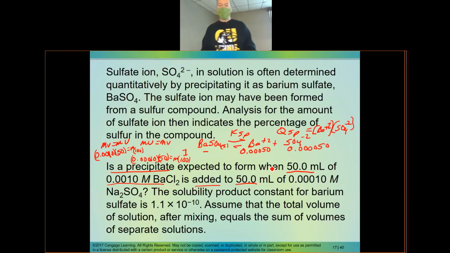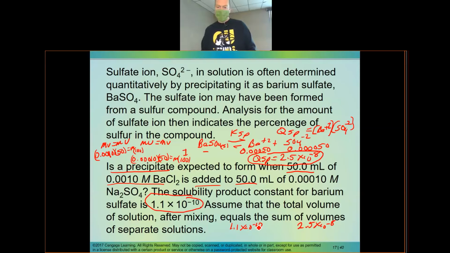So we simply multiply those two numbers to get our QSP, and that is 2.5 times 10 to the negative 8. So 2.5 times 10 to the minus 8 is our QSP. So now, again, we compare to our KSP, which is given, 1.1 times 10 to the minus 10. We have our QSP, which is 2.5 times 10 to the minus 8.